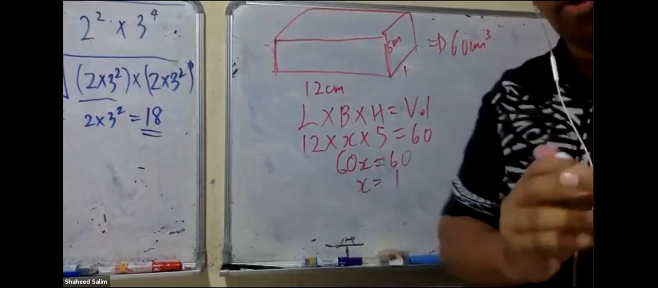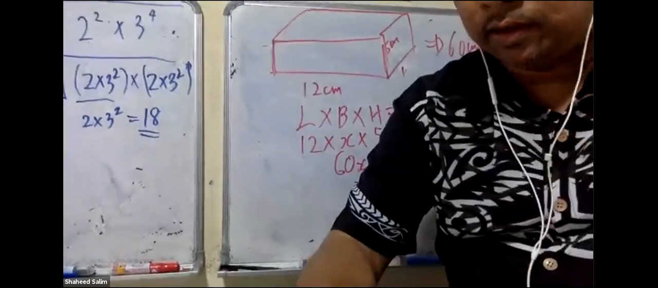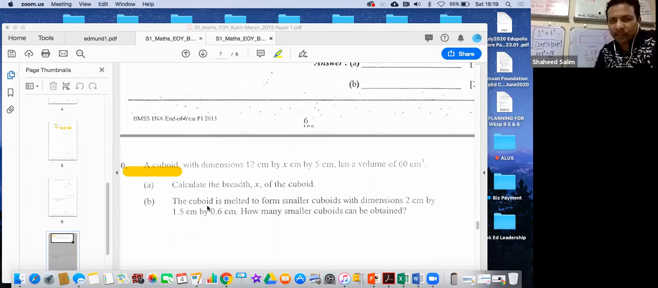So now let us go back to what the question is saying. The question says the cuboid is melted. This thing at the back here, they melt it down. And then they form smaller cuboids. And the small cuboids are 2 cm by 1.5 cm by 0.6 cm. So how many cuboids can you get? That is the question. You know what to do?